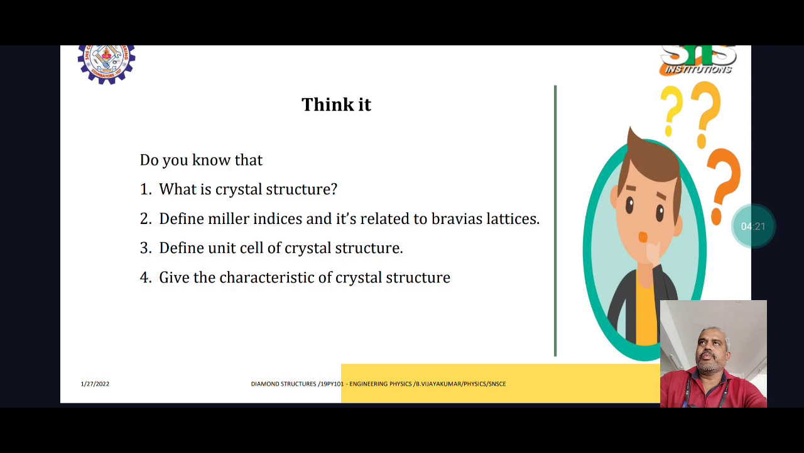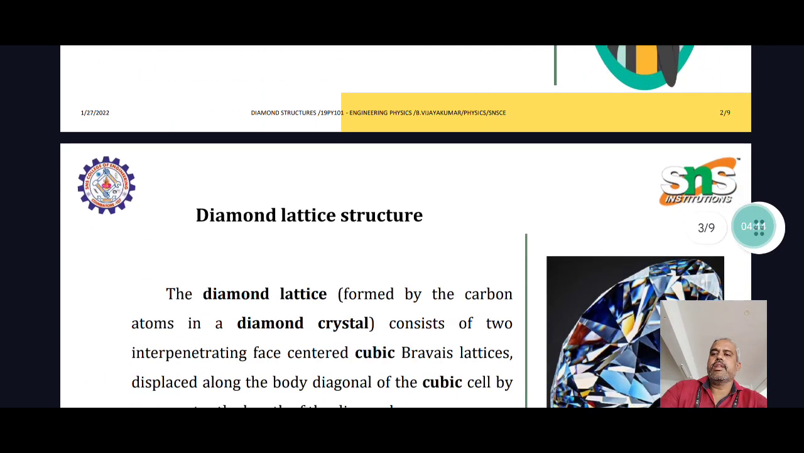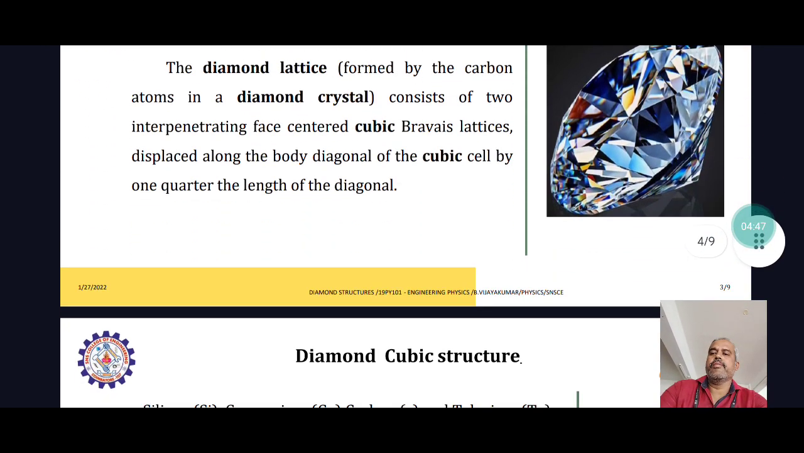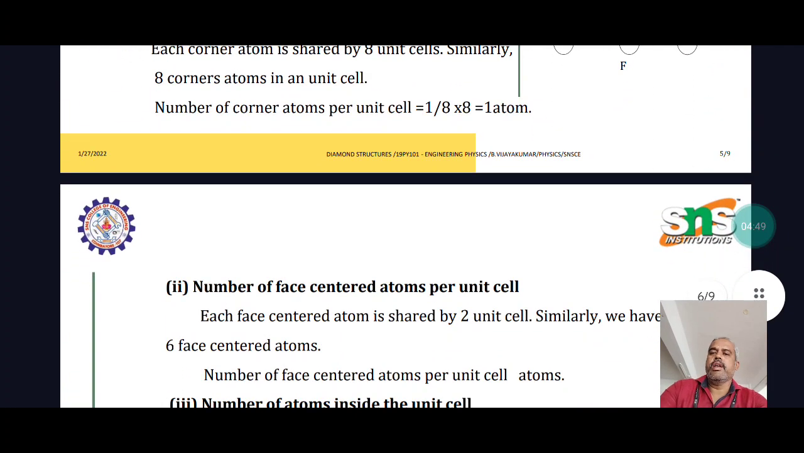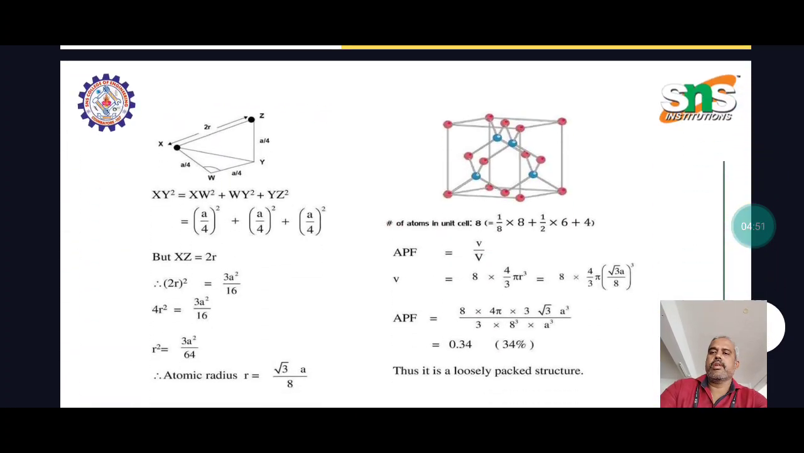Then the unit cell is the fundamental system of the crystal structure. The last one, the characteristics of crystal structure, are based on the unit cells. So all this is related to the unit cell and the atomic structure in a crystal form. We discussed many terms in crystal structure, and finally we discussed the diamond structure.